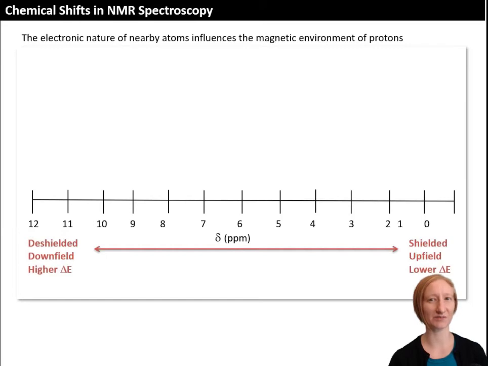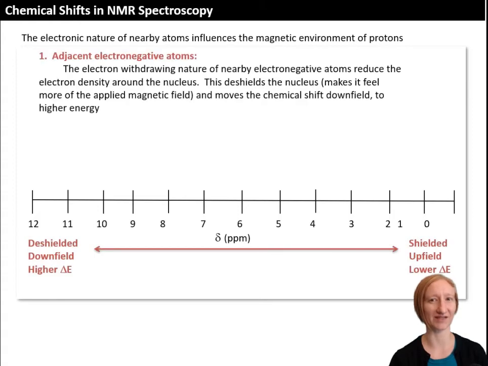Because of this, there are some key features of a structure that influence the chemical shift of a proton, and we'll look at the two most significant here. The first is nearby electronegative atoms, things like oxygen, nitrogen, and halogens. These atoms are electron withdrawing, they're electronegative, and they pull electron density towards themselves, and that in turn pulls electron density away from nearby hydrogens, and it allows the hydrogen to feel more of the applied magnetic field.